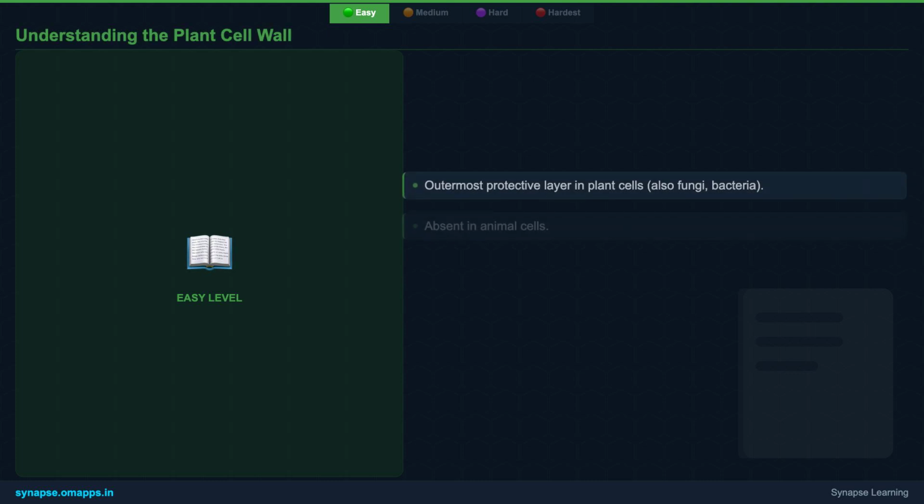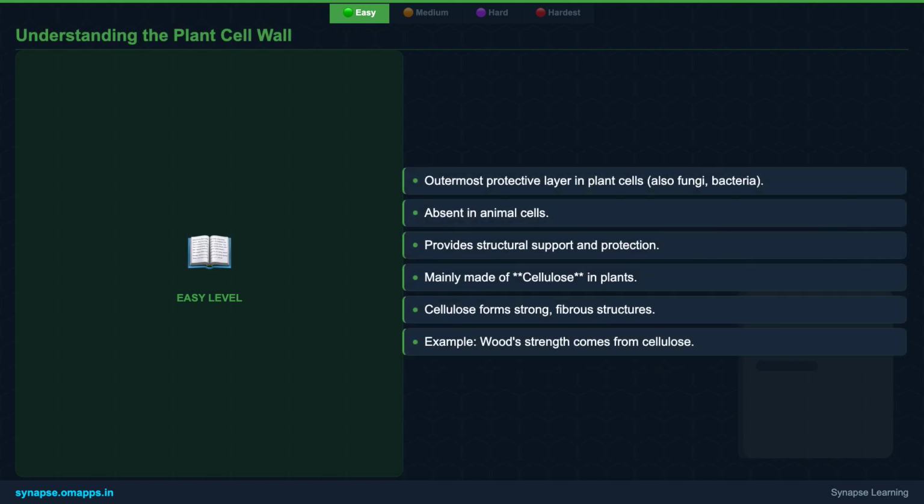The cell wall is like the sturdy outer shell of a plant cell. Think of it as a protective layer, much like how your skin protects your body, but much more rigid. It's found in plants, fungi, and bacteria, but remember, animal cells don't have one.